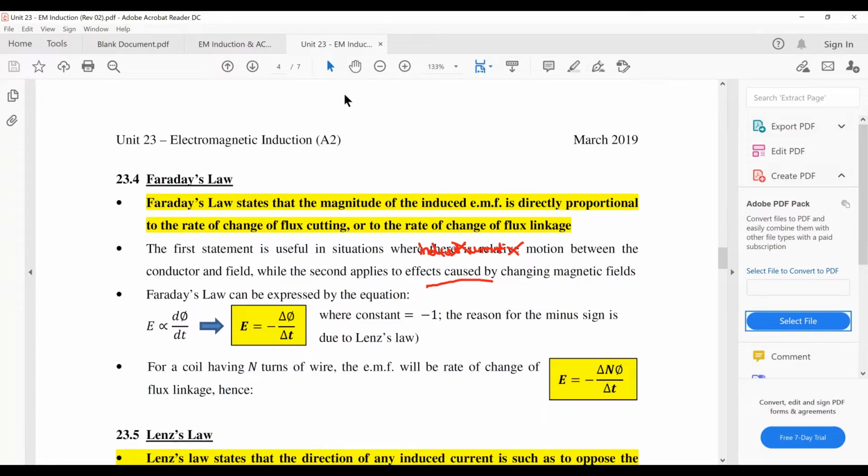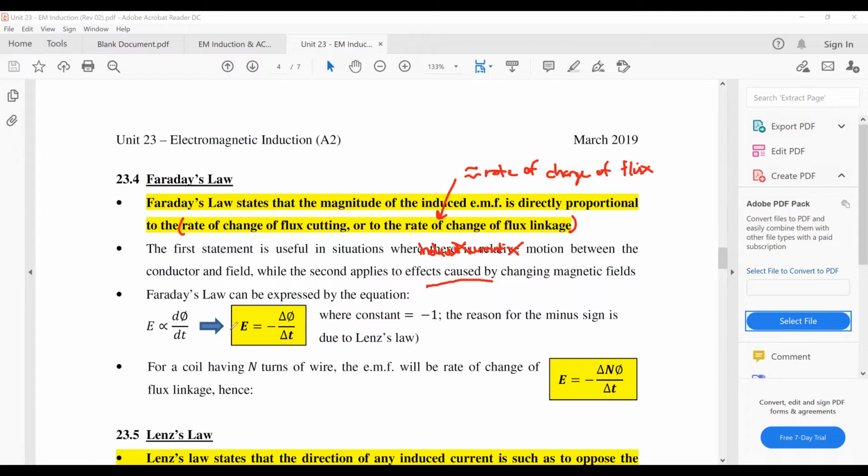Yeah, there's something I think I should answer here. Now, when you say rate of change of flux linkage or rate of change of flux cutting, this one is already considered as rate of change of flux. Sometimes you may see the term rate of change of flux linkage, sometimes rate of change of flux cutting, or sometimes rate of change of flux. They all mean the same thing. Okay, so they mean the same thing.